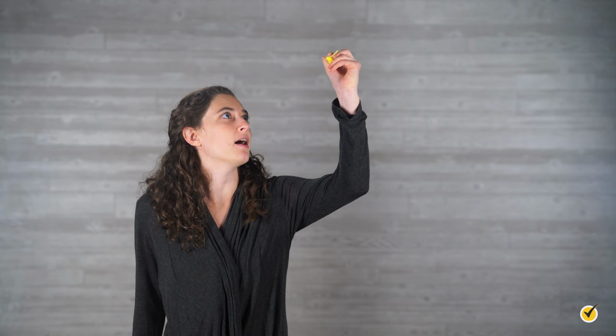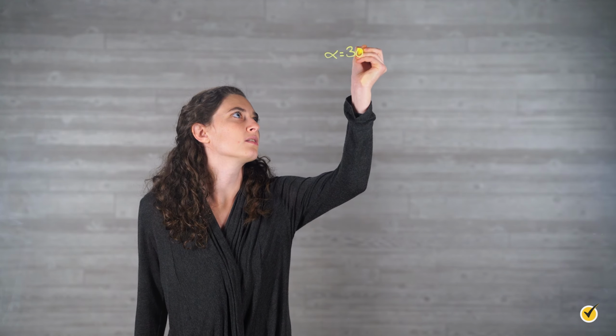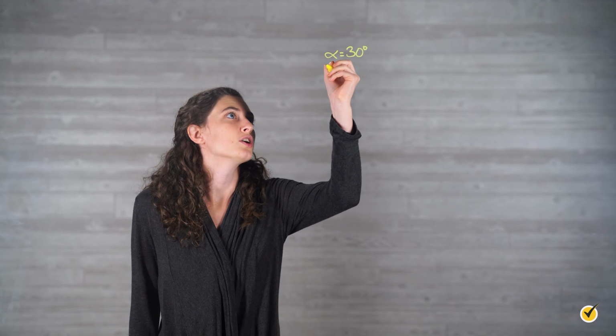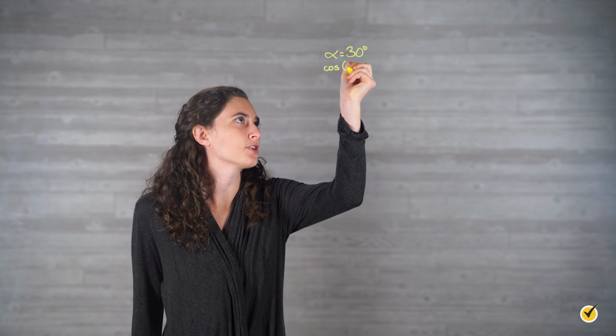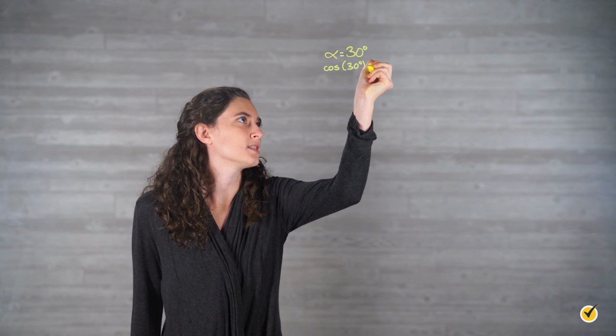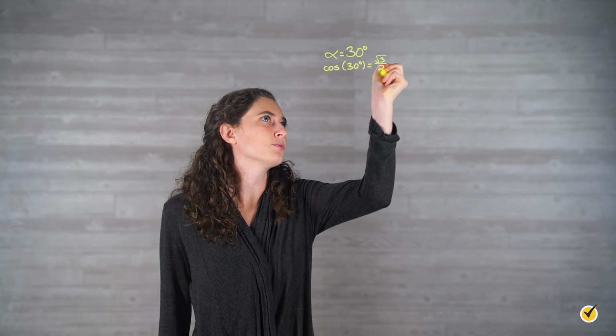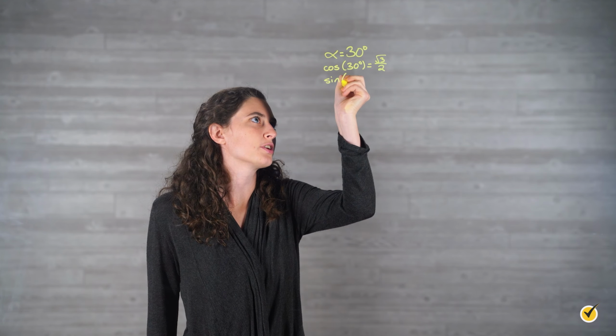We're using 30 degrees as alpha, so we're going to write down alpha equals 30 degrees. And then we'll look up our cosine and our sine values from our unit circle. So the cosine of 30 degrees is equal to the square root of 3 over 2. And the sine of 30 degrees is equal to 1/2.